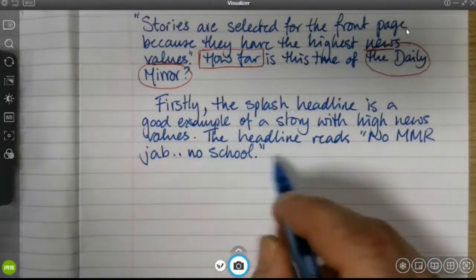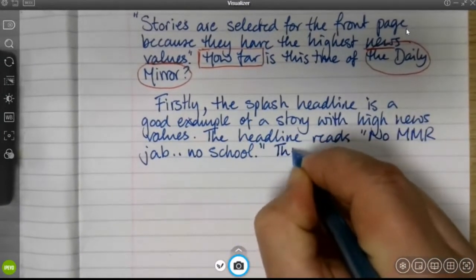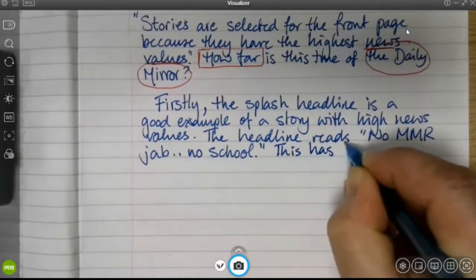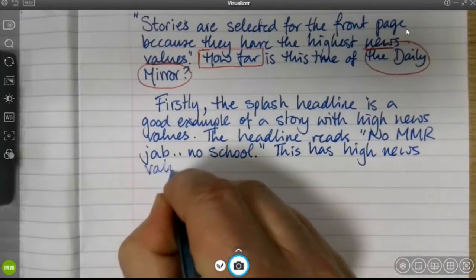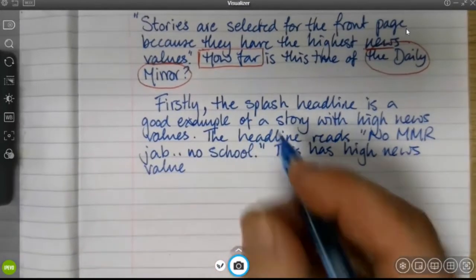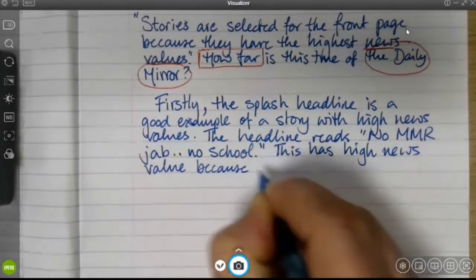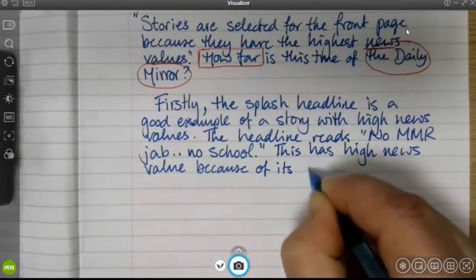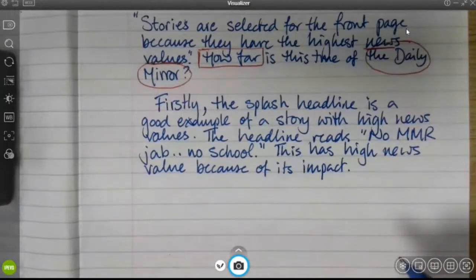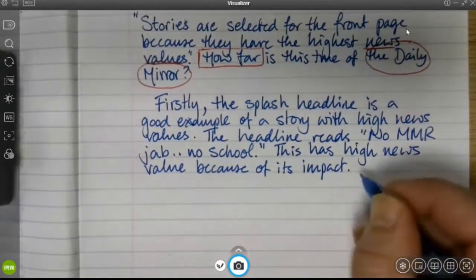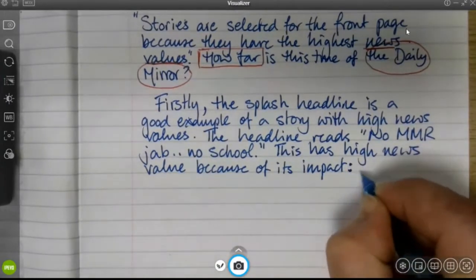Right, so the headline reads, "No MMR jab, no school." So this has high news value because of its impact. Now, I'm just going to use the word impact, but I'm going to add a bit more detail. So why has it got high impact?